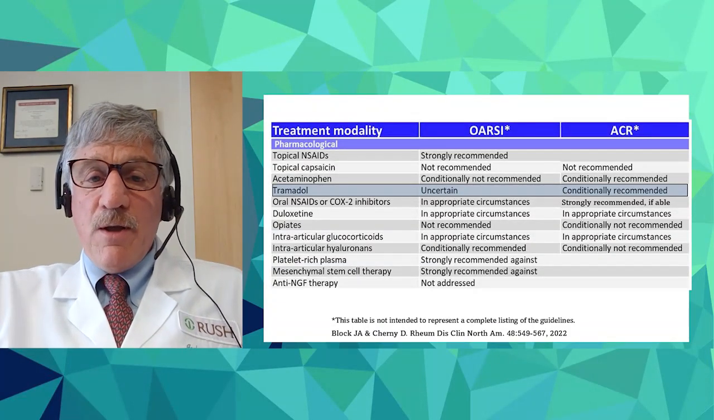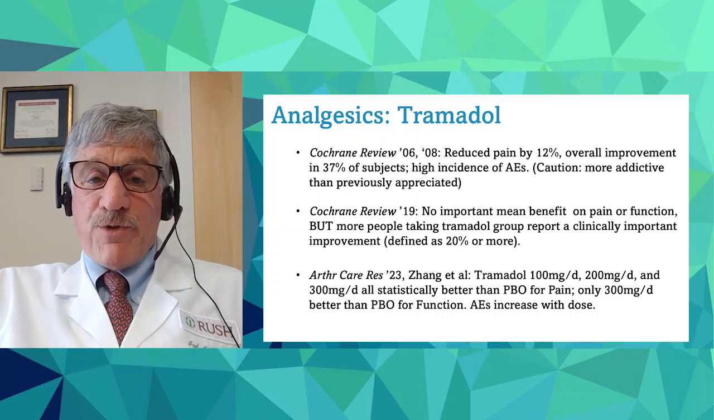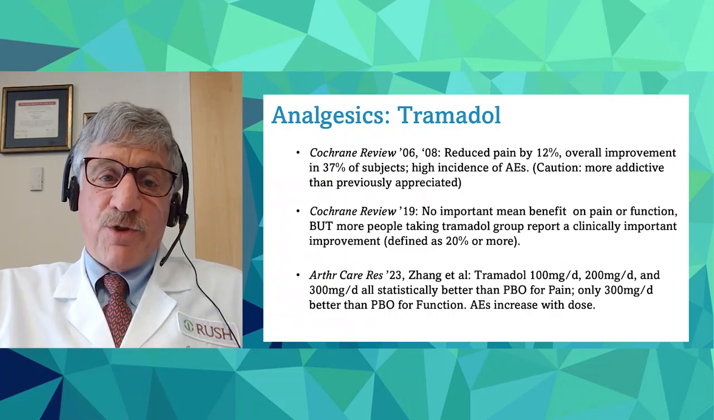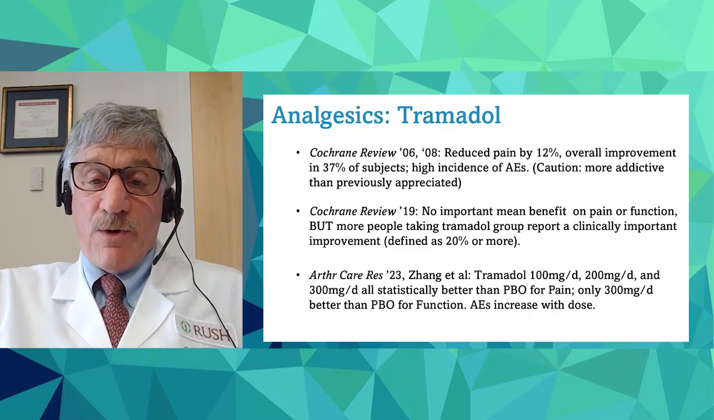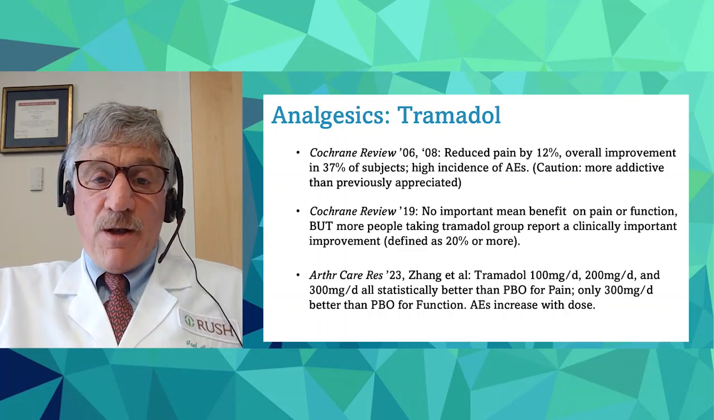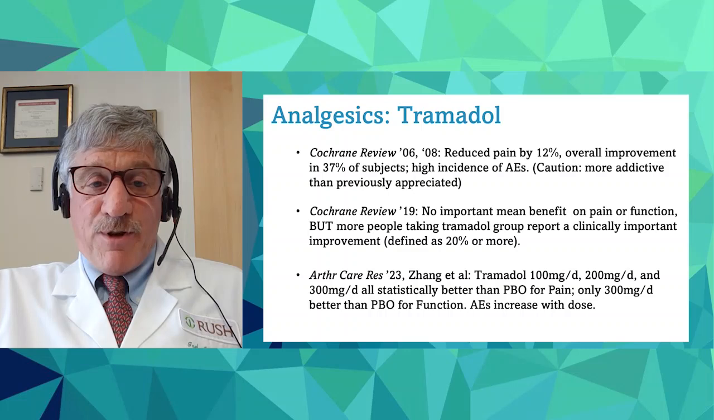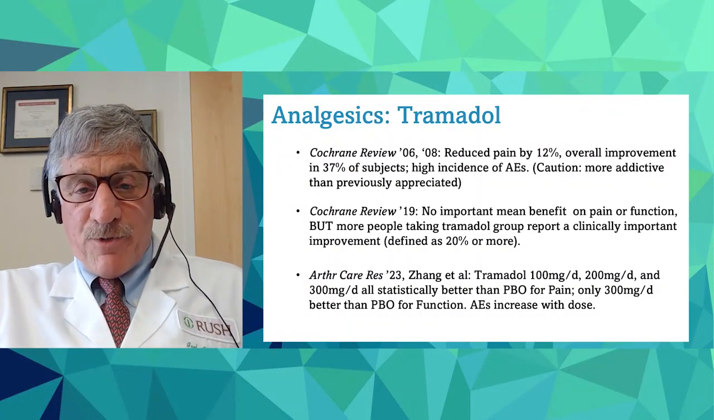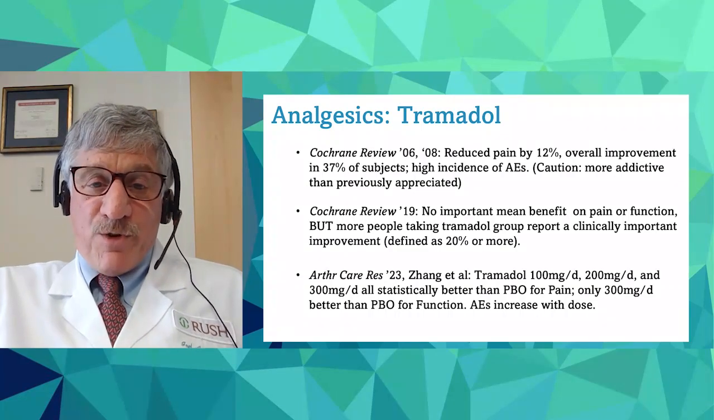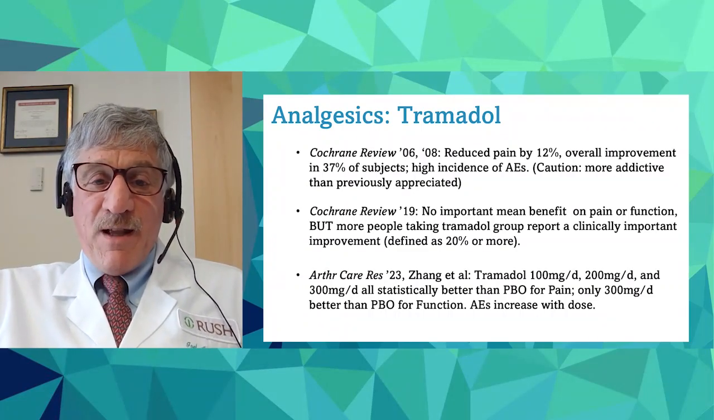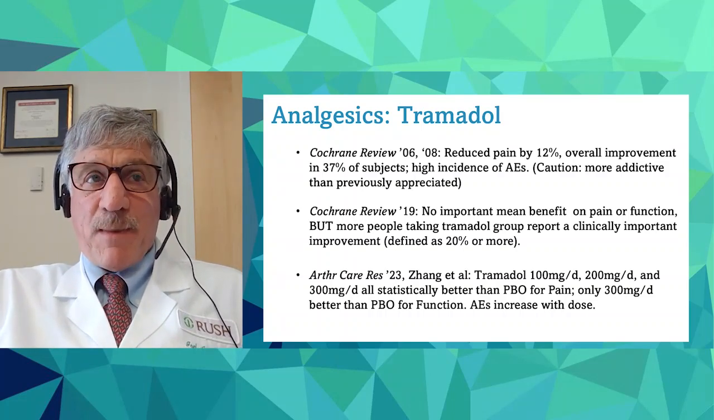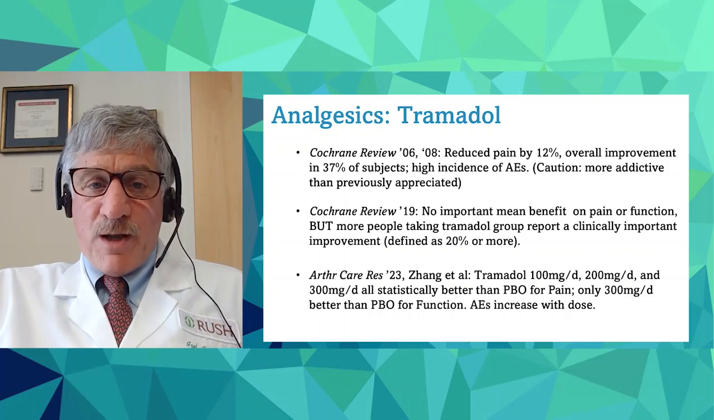What about tramadol? Well, tramadol clearly produces significant pain relief in a minority of patients, and it's associated with a high incidence of adverse events, and we now understand that it's much more addictive than we previously believed. Nonetheless, a Cochrane Collaboration review in 2019 concluded that there was no important overall mean benefit on pain, but more people who took it reported a clinically important improvement than those who weren't taking it. And I think that's reflected by the fact that it only seems to be effective in a minority of people, but that minority do get good relief.